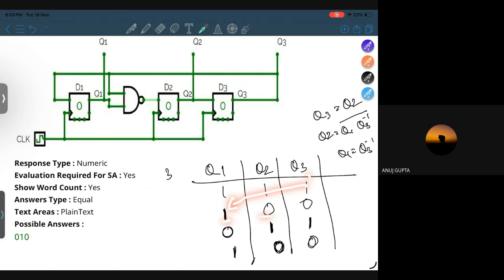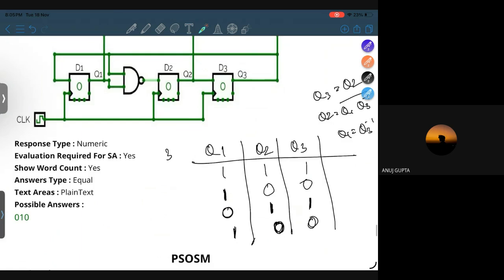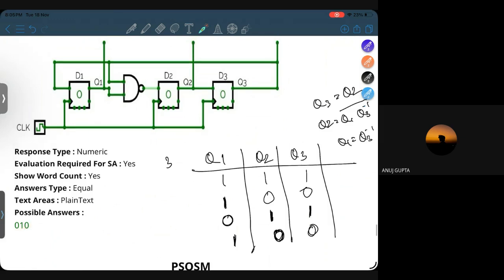For Q2, this will be the complement of 1, which is 0. So yes, it is 0. Q2 will be same. So even I think the answer has some mistake or something. For every Q3, it is basically dependent on Q2, so these two digits should be same. But still, let's go through. So yes, this is correct.